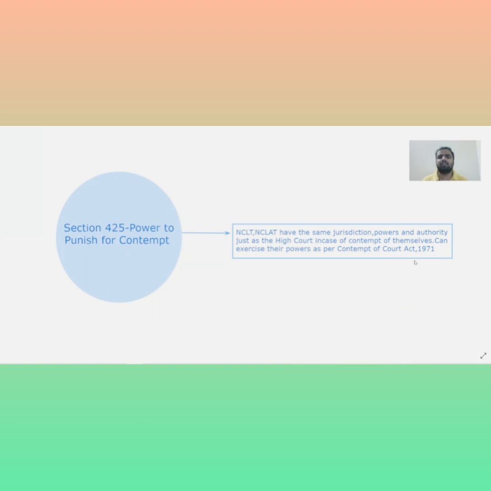In short, it's just saying that if anyone is going to disrespect NCLT or the NCLAT, they have the same powers as vested in the High Courts, and they can exercise their powers under the Contempt of Courts Act 1971. Okay, moving on.